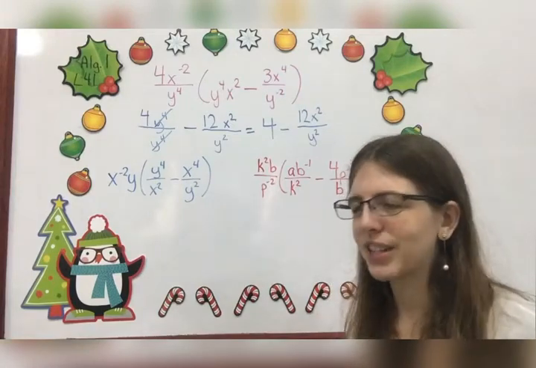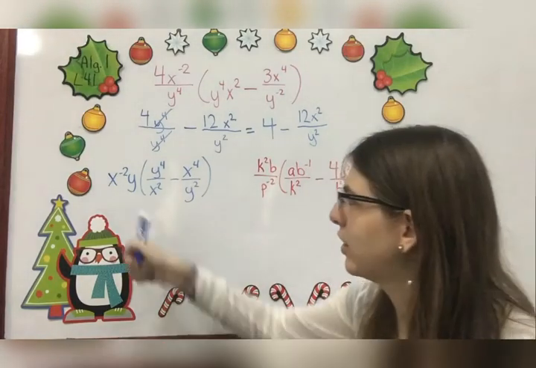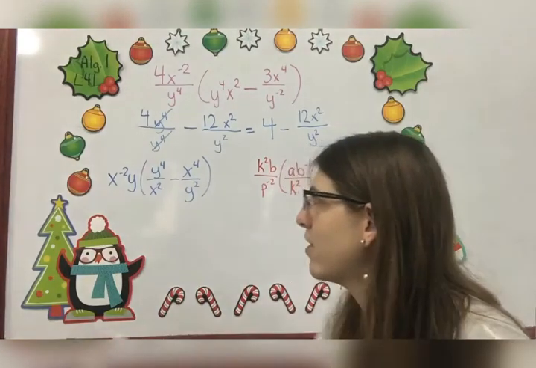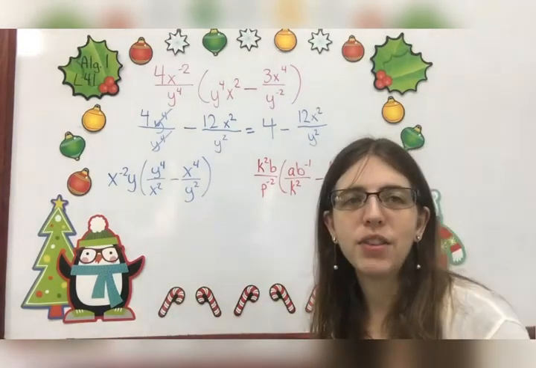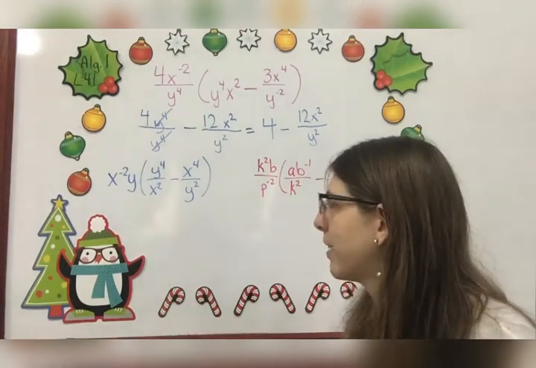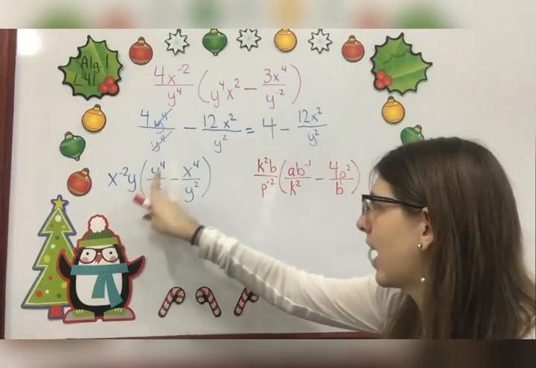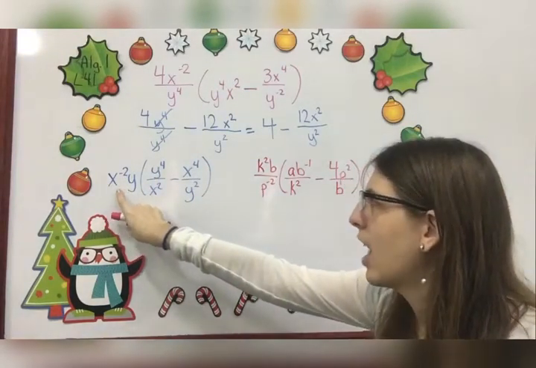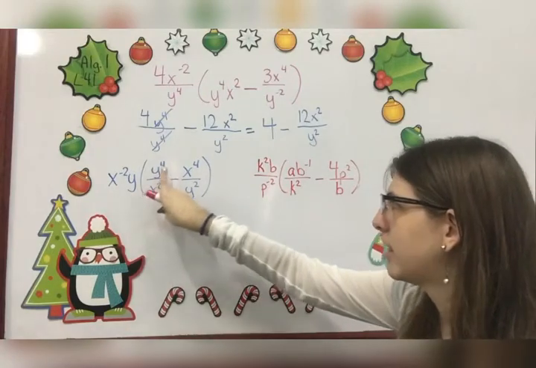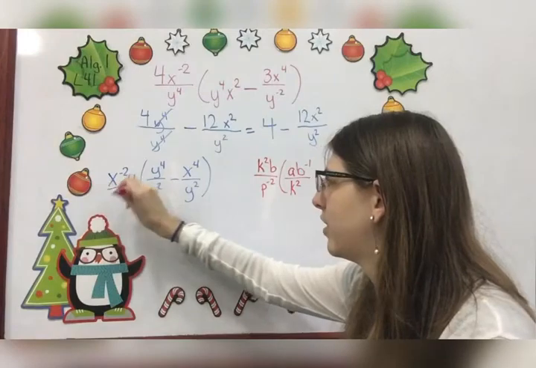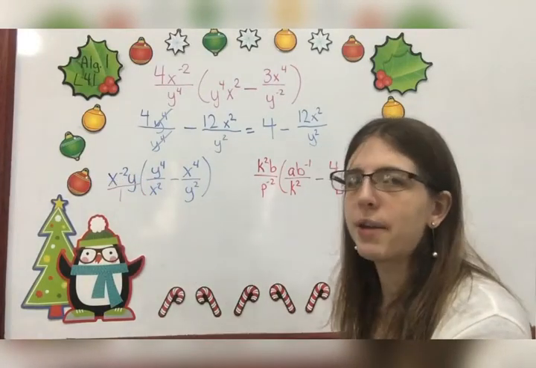All right, let's try another example. This one says to multiply and write the product with all variables in the numerator. So whether they're positive or negative, I want them all in the numerator. So I'm going to start by multiplying x^-2y times (y^4 minus x^4 over y^2). Remember, I'm starting by multiplying everything here times the numerator, not the denominator, the numerator. Because to turn this into a fraction, you put it over 1.